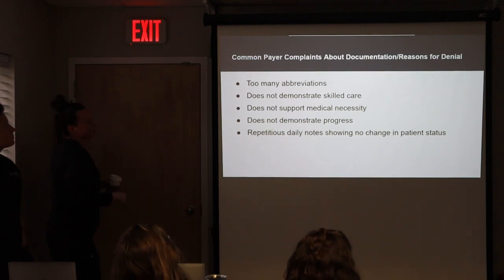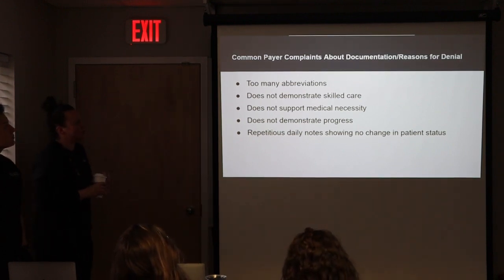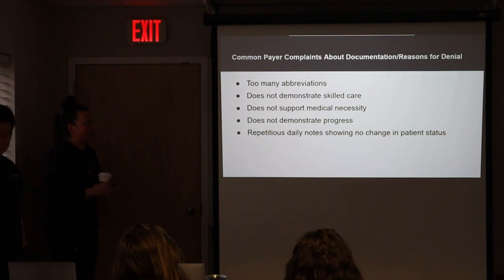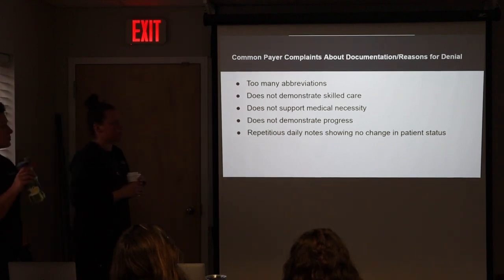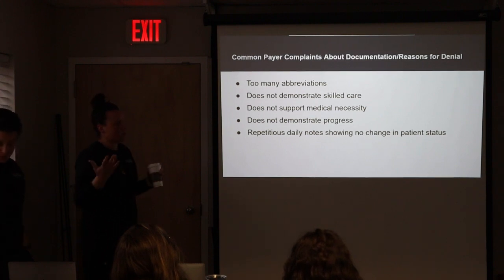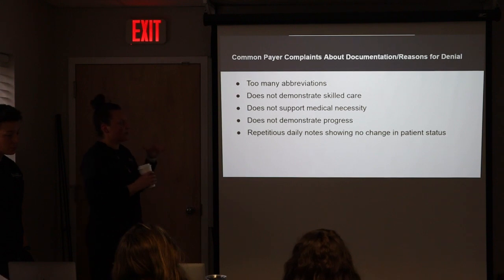So we have a lot of complaints about insurances. Apparently they have complaints about us, and these are some reasons for denial. Too many abbreviations that aren't necessarily medically appropriate. Our notes don't demonstrate skilled care, or they don't support medical necessity. And this is what Eddie was saying, where after the fact they can go back and do audits on some of our charts, and if they don't deem that we supported it in our documentation, we lose reimbursement for that. We're not demonstrating progress, so we're not showing that the patient's progressing towards their goal or that we're providing value with the services that we're providing.